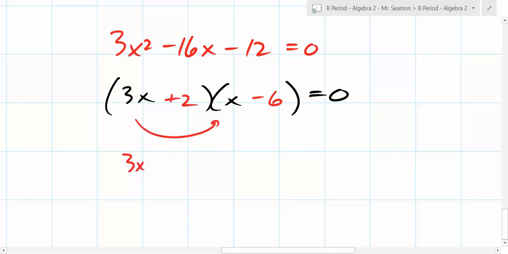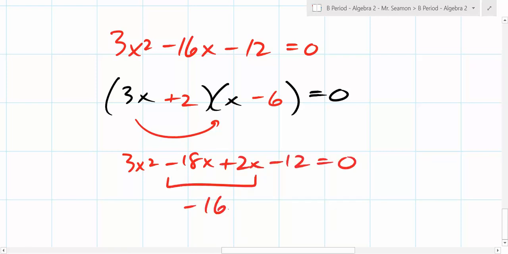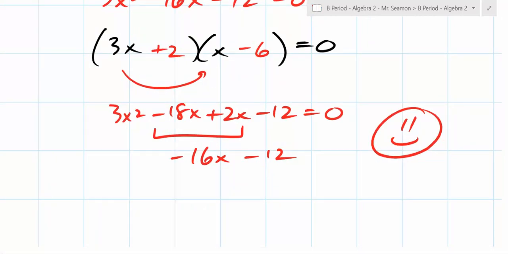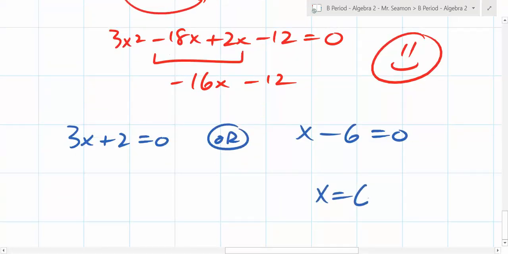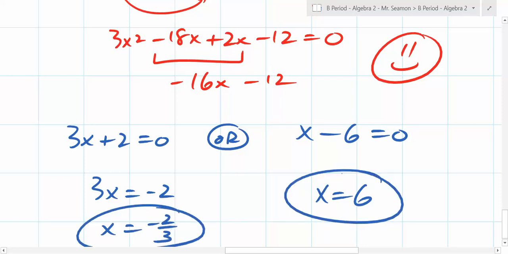You end up with 3x squared minus 18x plus 2x minus 12 equals 0. Does that work? Yeah, it does work. So therefore, there's two possible answers. 3x plus 2 is equal to 0, or what? So x equals 6, or 3x equals negative 2, x equals negative 2/3, like that.